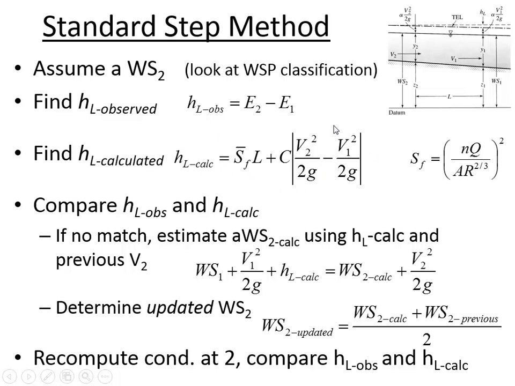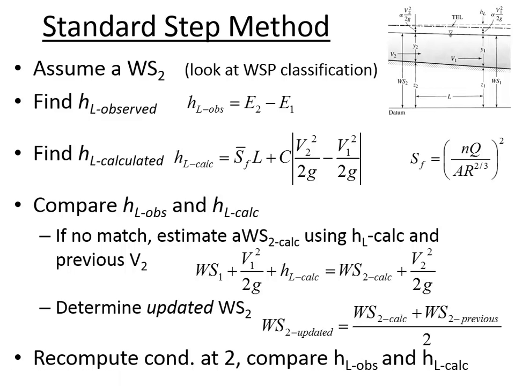You're comparing a calculated and an observed energy loss. The observed energy loss was based on a guess of the depth. The calculated energy loss is based on kind of an alternate view of that depth. It's based on what are the energy implications of that guess based on Manning's equation. And if they don't match, if they're not exactly the same, that tells you your guess isn't right.